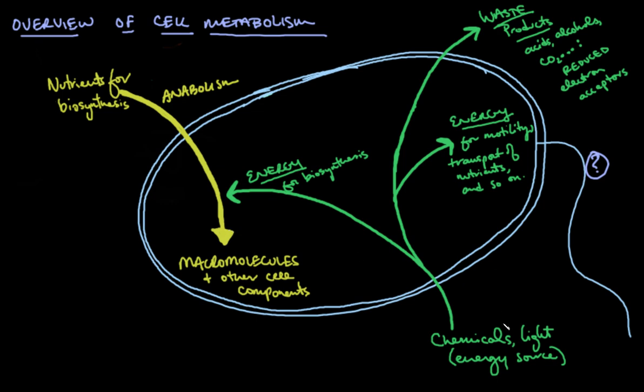But we've also got this catabolic process. So label here, catabolism. This catabolic process takes chemicals and light, and it's going to break them apart, right? So some of that energy that's in those chemicals, maybe the carbs, lipids, proteins, is going to move into this anabolic process. But it could also be used directly for motility by converting into ATP, transporting of those nutrients, and so on, moving things around the cell. And sometimes it's considered waste products with acids, alcohols, carbon dioxide, or reduced electron acceptors.